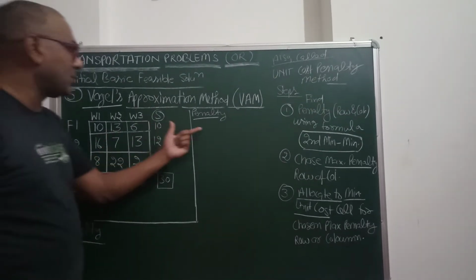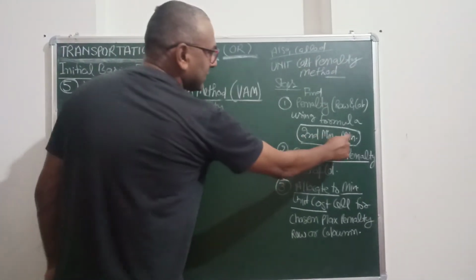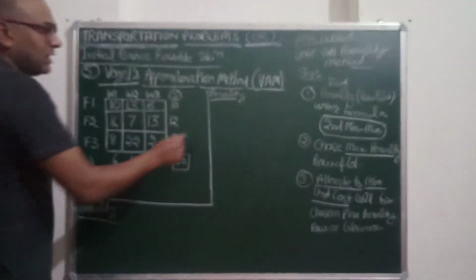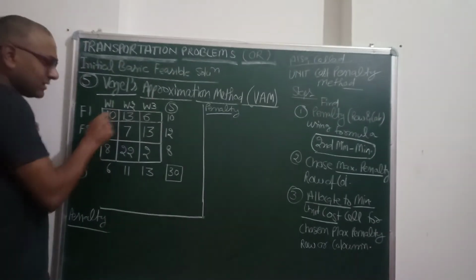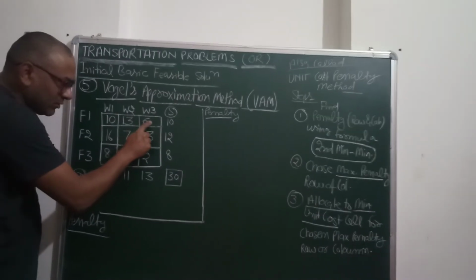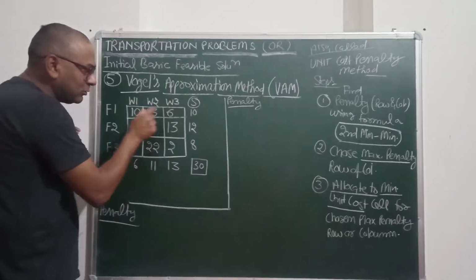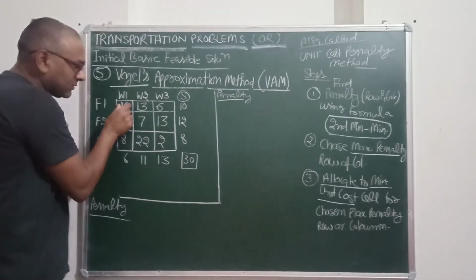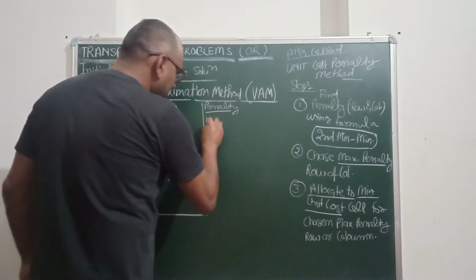So how can we find the penalty? There is a formula for finding the penalty, that is subtract the minimum value from the second minimum value. Okay, so let us see how we can find the penalties for rows and the columns. So selecting the first row, you will see that this is the minimum value and this is the second minimum value. So we have to subtract this minimum value from the second minimum value. So subtract 6 from 10. Okay, when you will subtract 6 from 10, the amount is 4.